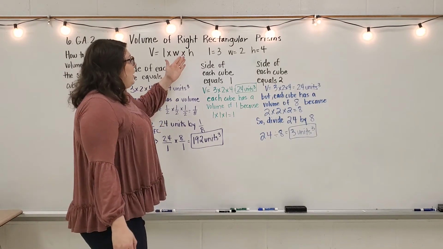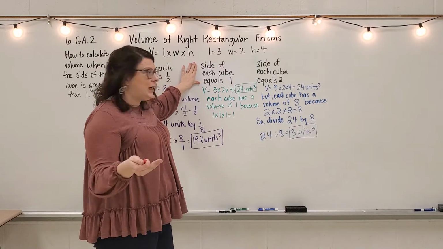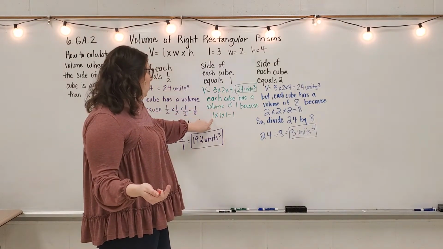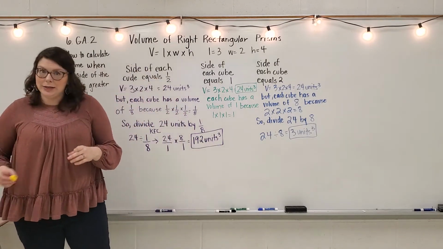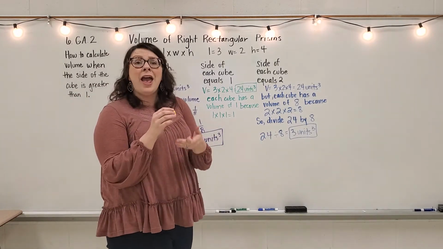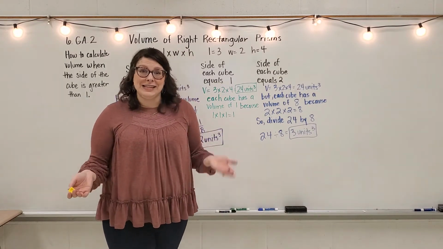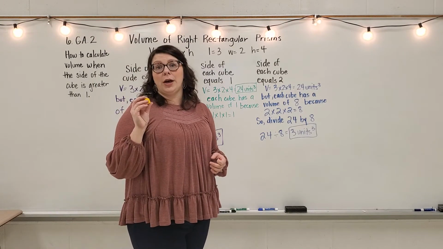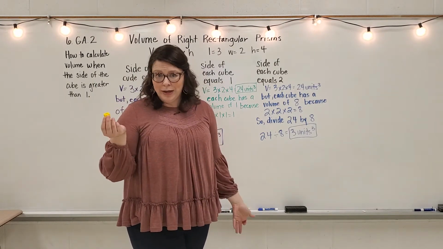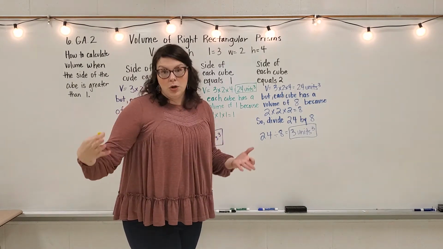Now, if the cube is just equal to 1 on every side, then we get 1 times 1 times 1. Well, in that case, 1 times 1 times 1 is just equal to 1. And any number divided by 1 is itself. And that's why it doesn't change when the side length of each of the cubes is 1, because a number that's divided by 1 is that same number.